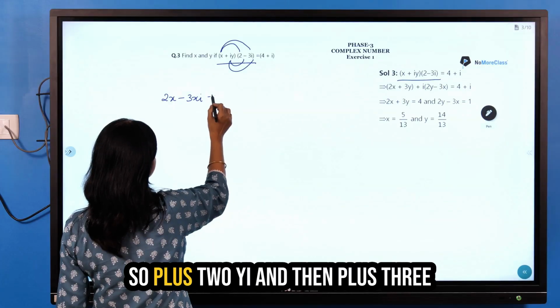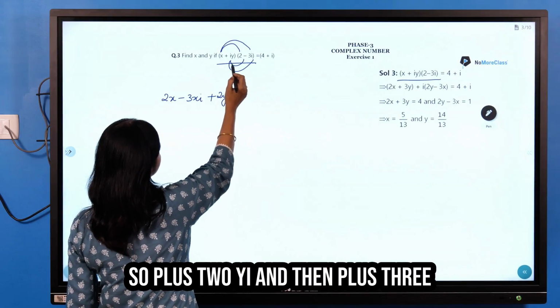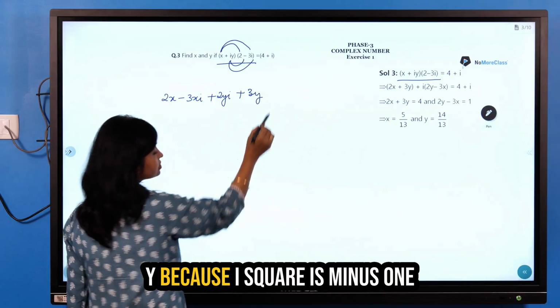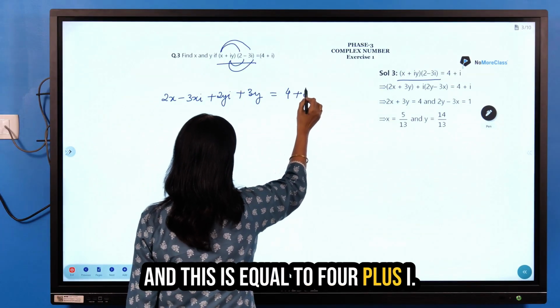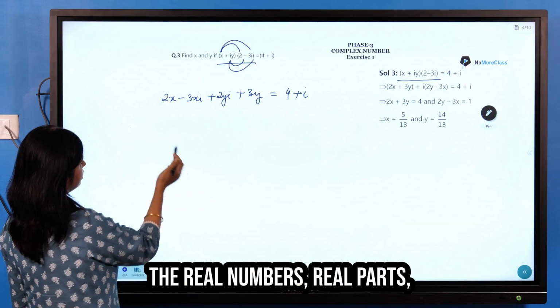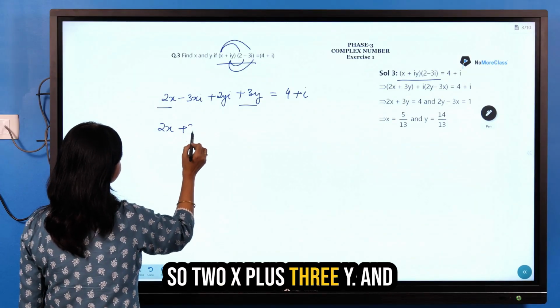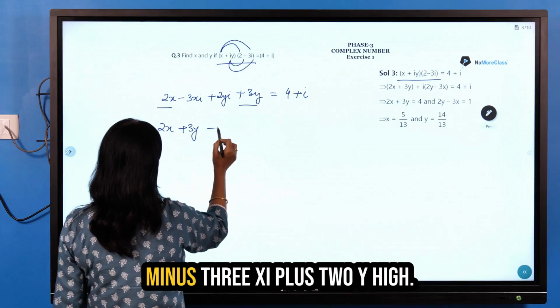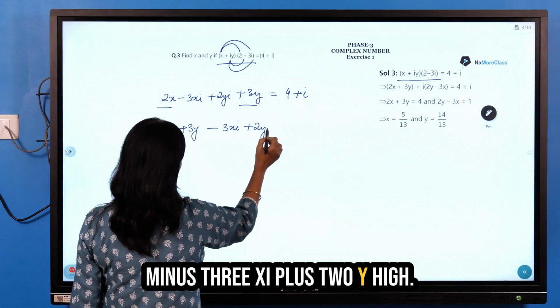So plus 2yi and then plus 3y because i squared is minus 1. And this is equal to 4 plus i. All we have to do is combine the real parts, so 2x plus 3y, and minus 3xi plus 2yi.